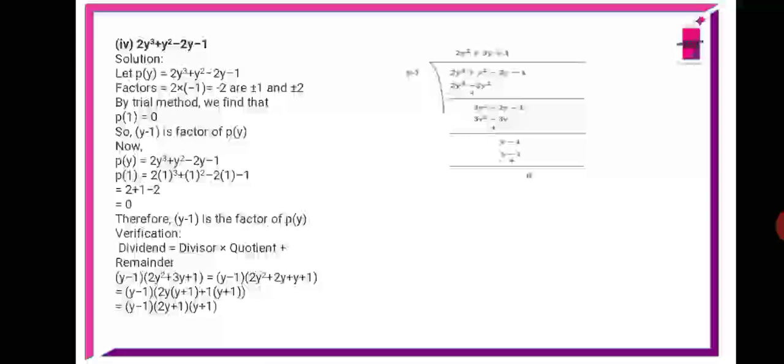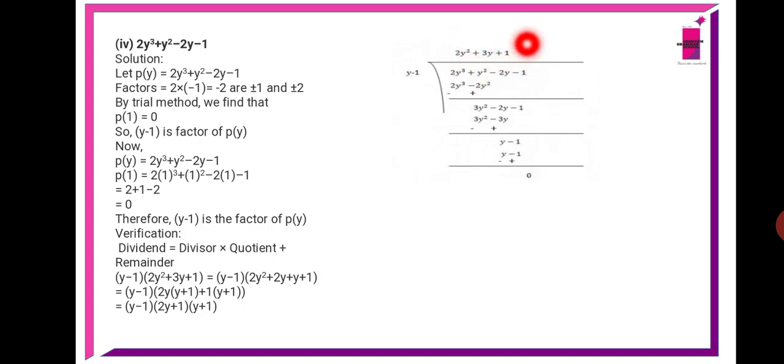Similarly, you can check with 2y cube plus y square minus 2y minus 1. So we are going to check plus 1 or minus 1 and plus or minus 2. So I've substituted, P of 1 equal to 0. So y minus 1 is a factor of P of y. After dividing by y minus 1, I got 2y square plus 3y plus 1. 3y can be split into 2y plus y. So similarly, you will get the factors as y minus 1, 2y plus 1 and y plus 1.